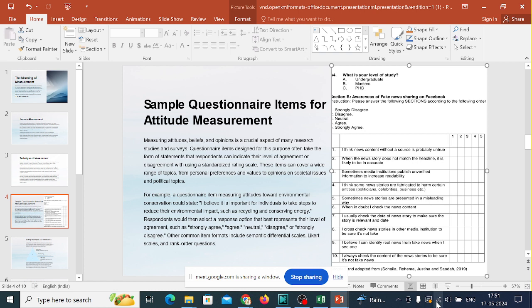The next question is, if the news story does not match the headline, is it likely to be accurate? What is your opinion? You need to answer, and on the basis of your answer, you are going to get the ranks and points. These are the questions. You need to go through those questions.